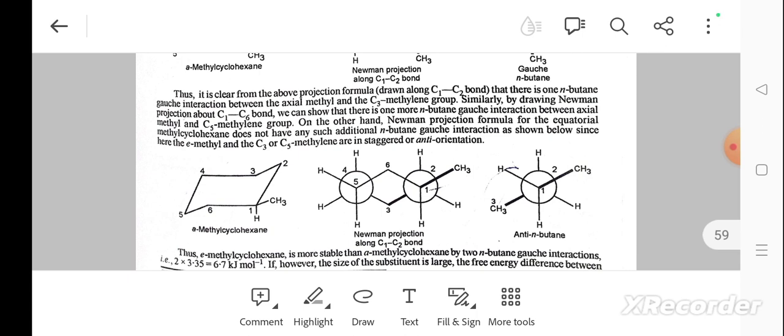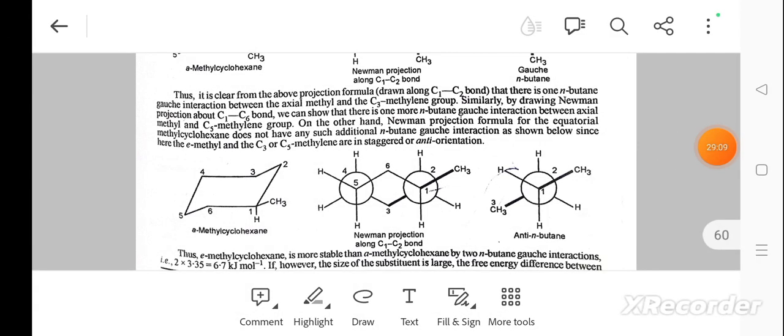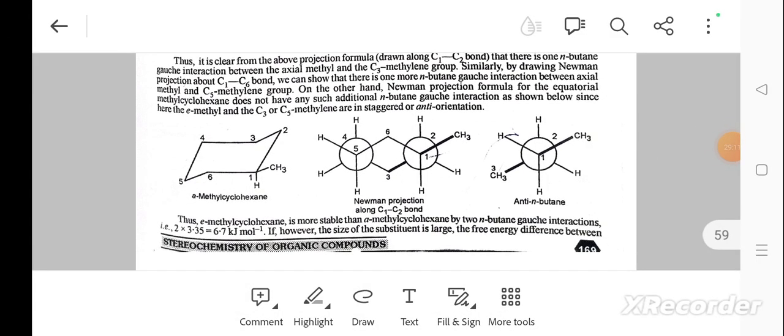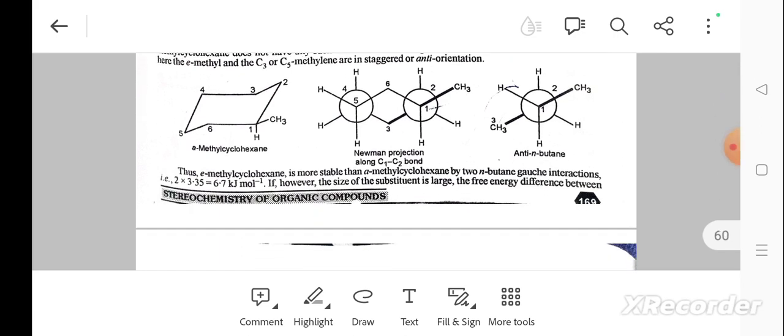Here, in the equatorial methyl, the C and C methyl are in an anti orientation.